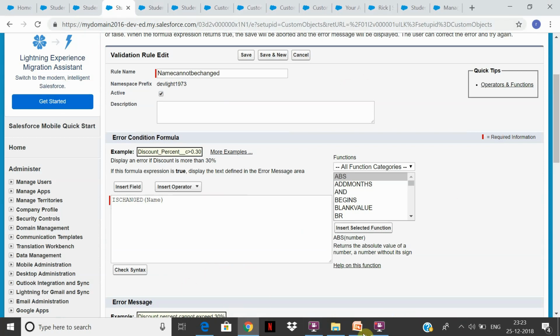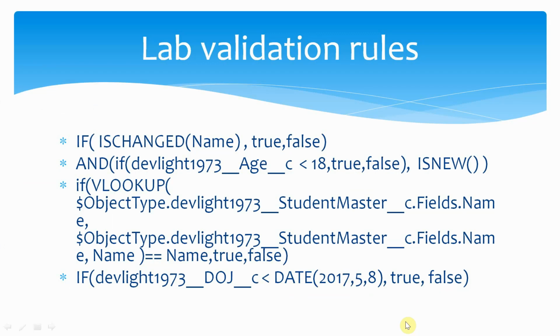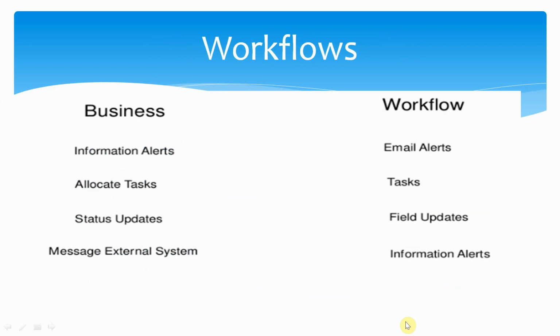Okay, so moving on, let us move on to the next part of the automation, which is the workflows. So workflows basically implement a couple of business processes. Say if you want to send an information alert in the form of an email alert automatically when something happens based on some trigger criteria, then you can use these workflows and workflow alerts.